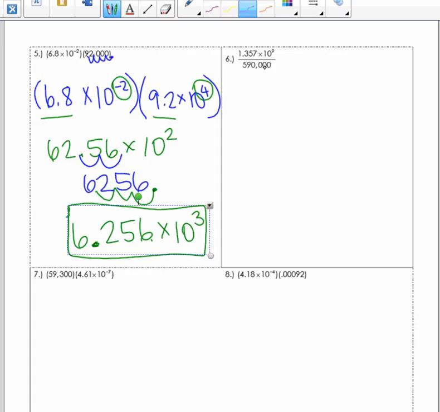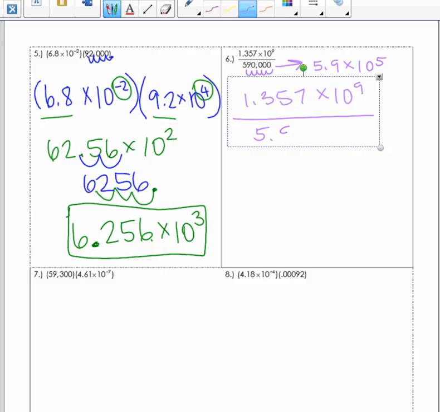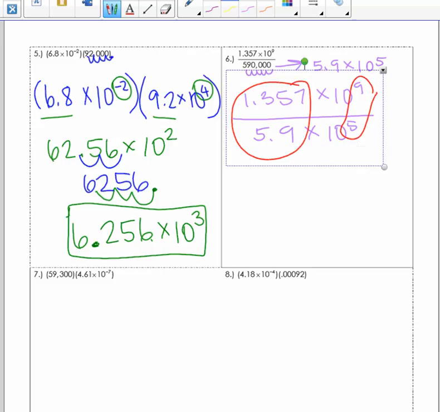For number 6, I need to convert the denominator first. So that's going to come 1, 2, 3, 4, 5 places. So it's going to be 5.9 times 10 to the fifth. So you have 1.357 times 10 to the ninth divided by 5.9 times 10 to the fifth. So we're going to take this and divide and then subtract our exponents. So 1.357 divided by 5.9 is 0.23 times 10, 9 minus 5 is 4.